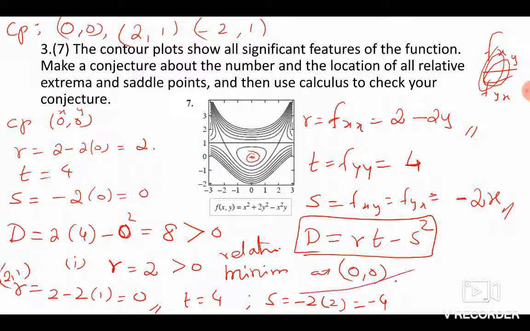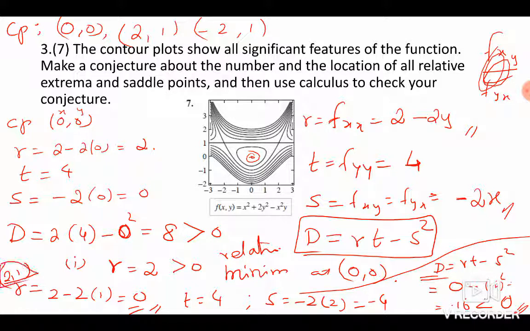So what happens for D? rt minus s square. r is 0, t is 4, rt is 0. Minus 4 square is 16. Negative 16. So D is negative. When the discriminant is negative, there is no maximum nor minimum. We call it a saddle point. So this point, positive 2, 1, is a saddle point. In the similar way, you can check negative 2, 1. You will get a saddle point again.